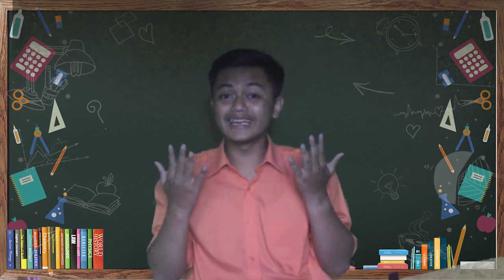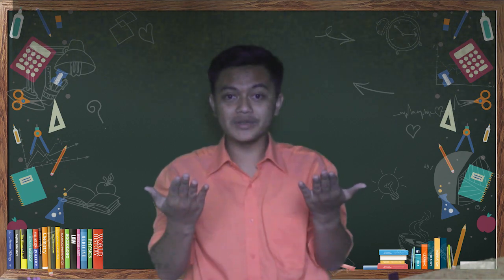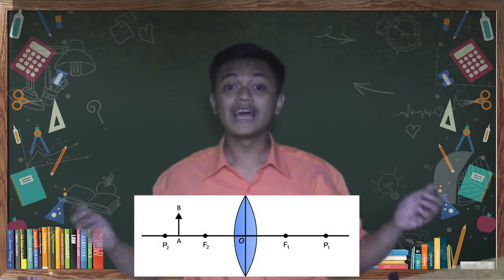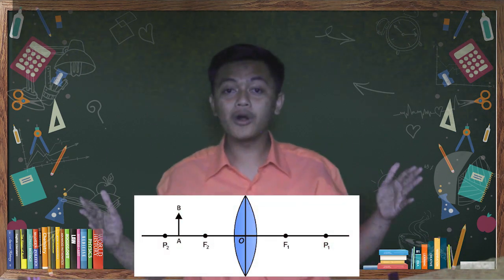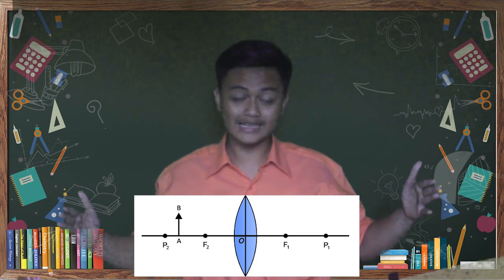Okay, how to make the image formations in lens? You can follow my instructions. Now we will make the image formations for the convex lens first. The first step is to draw the convex lens with all its parts, just like in this picture.